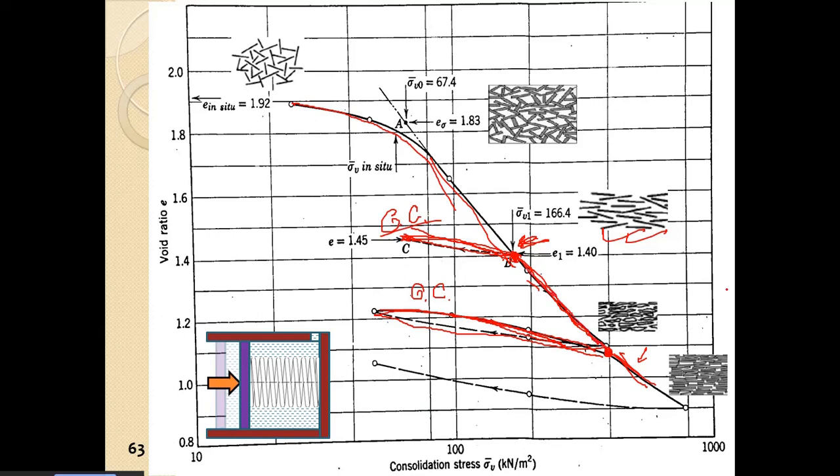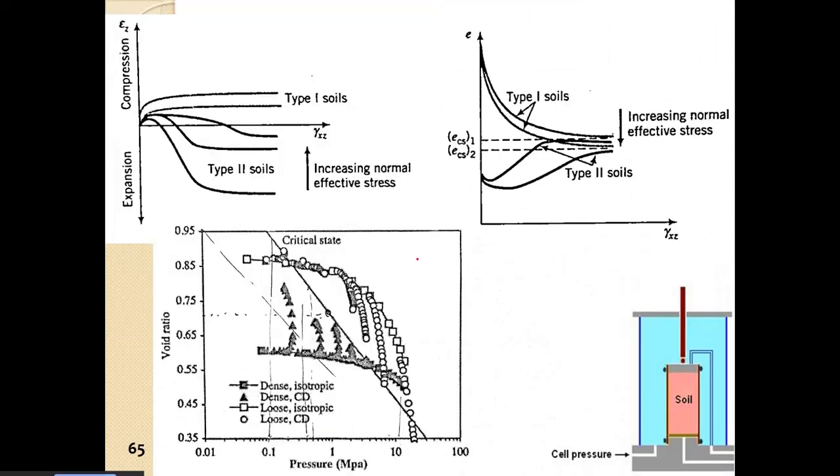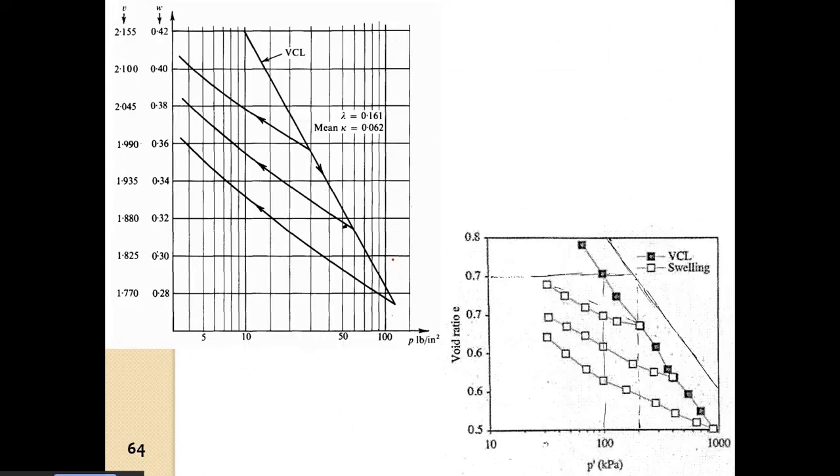In all of this analysis, one thing you remember is that we are allowing drainage to occur from the sample. Right now, all right, so we have the K naught consolidation and we have the isotropic consolidation, in the triaxial test and in the oedometer.